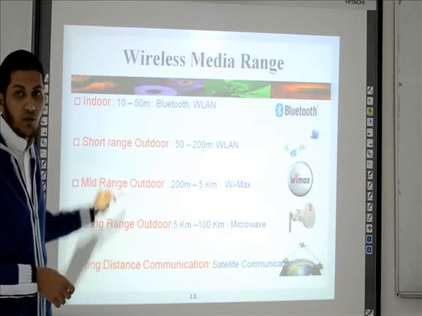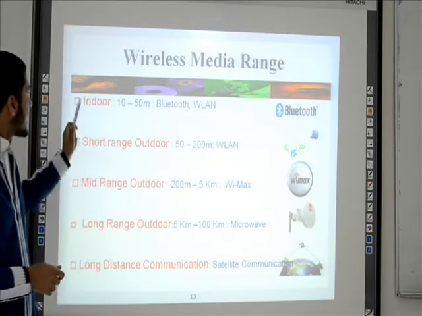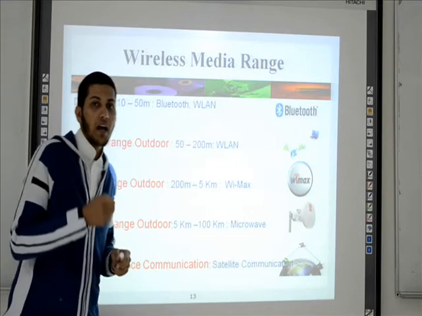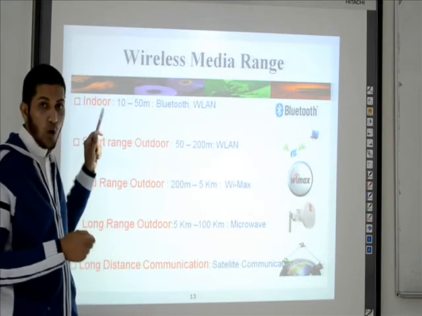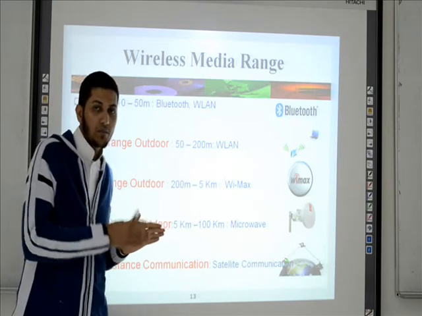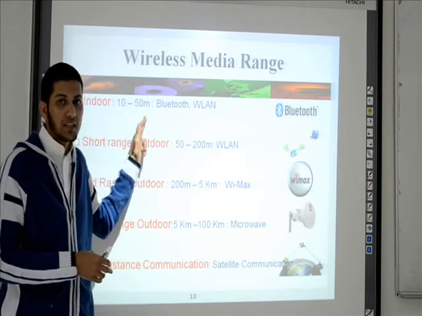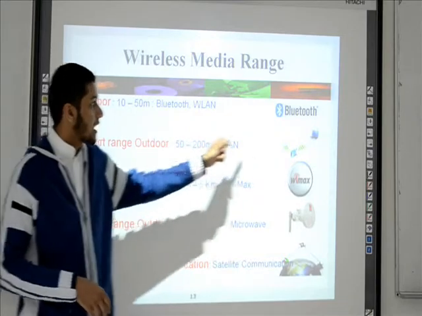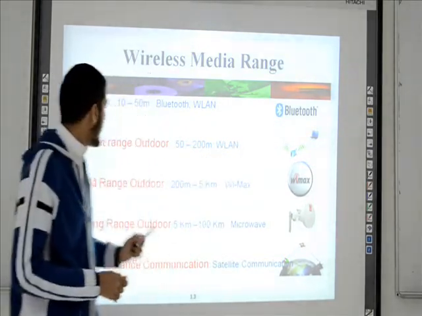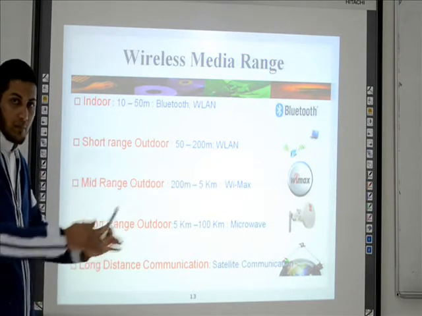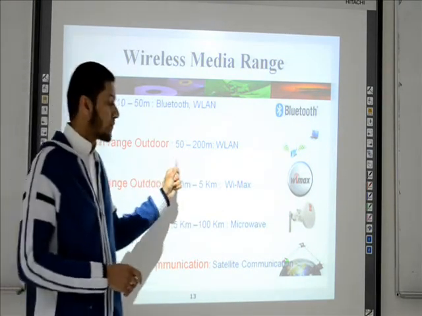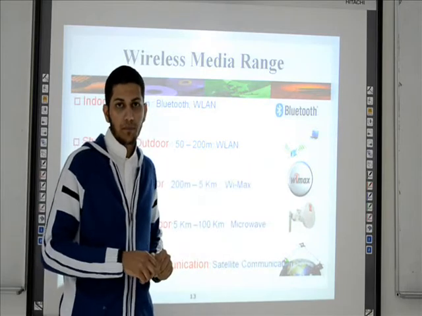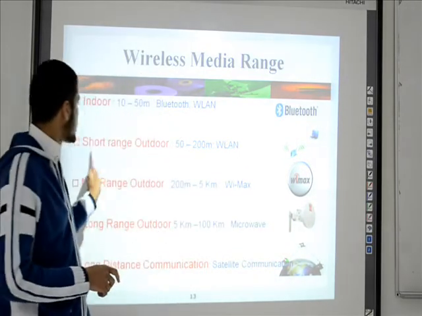Now we have different kinds of wireless. Indoor, that means like Bluetooth in your mobile. If you have a mobile, the Bluetooth is called indoor because the distance is from 10 to 50 meters, and it's also called WLAN. This is an example of indoor. Short range outdoor means a small space from 50 to 200 meters, like the modem at your home. This is called short range outdoor.